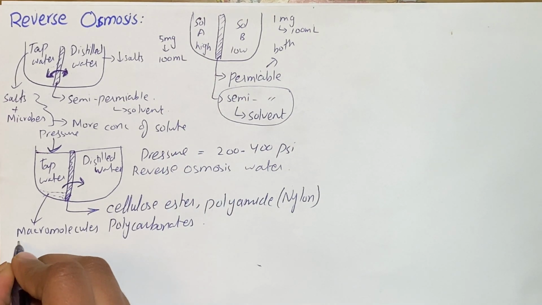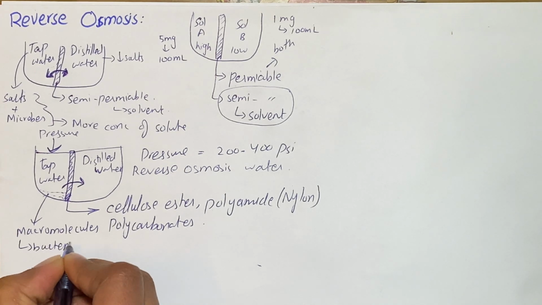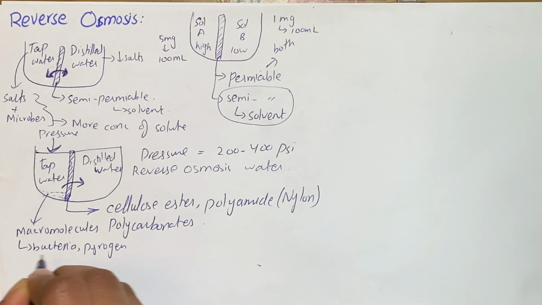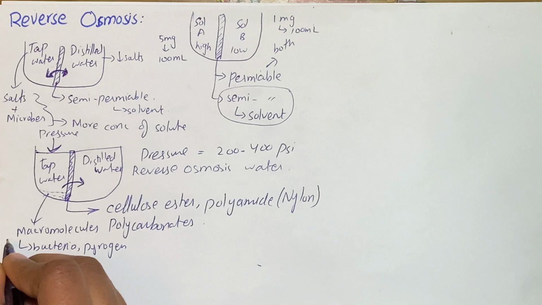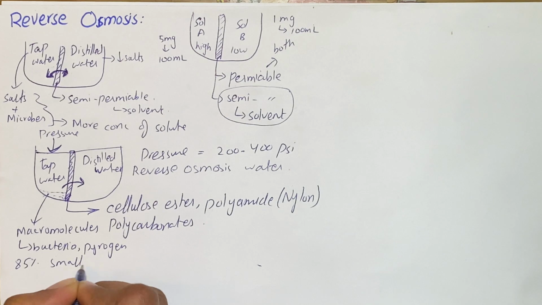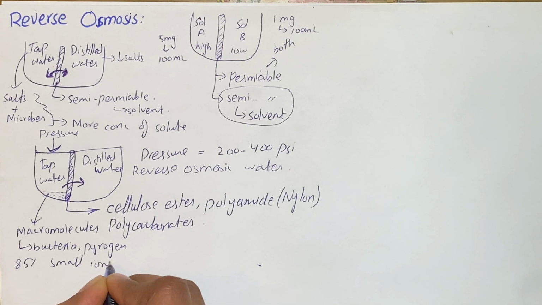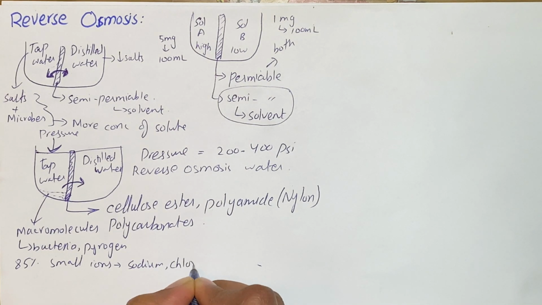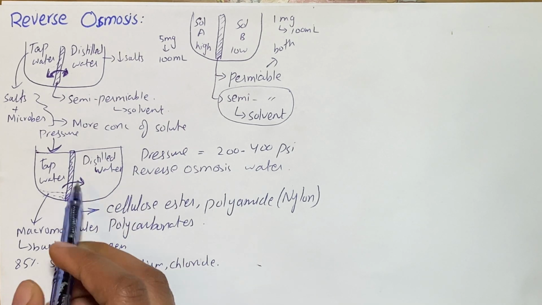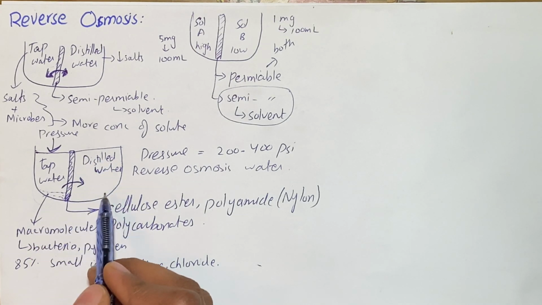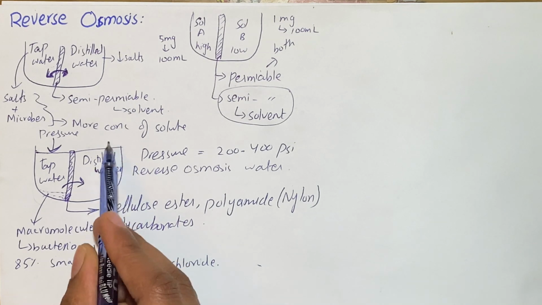Macromolecules include bacteria and pyrogen, and it also leaves behind 85% of small ions such as sodium and chloride. So all of these are left behind over here, while the solvent molecules which we need to separate out are now over here.